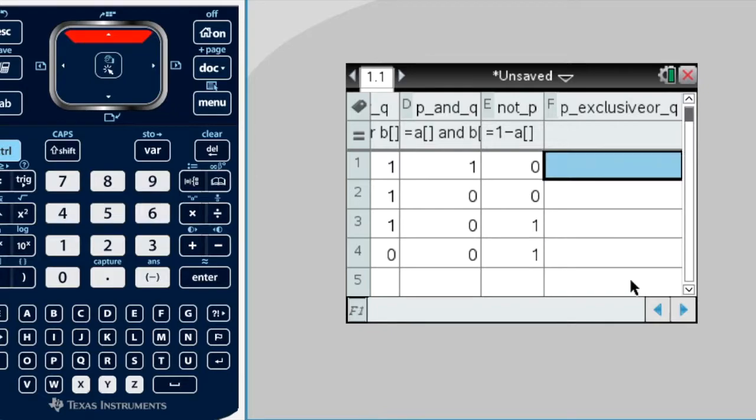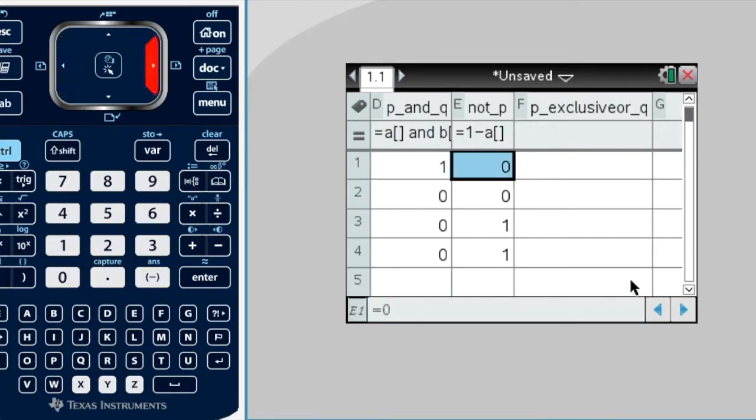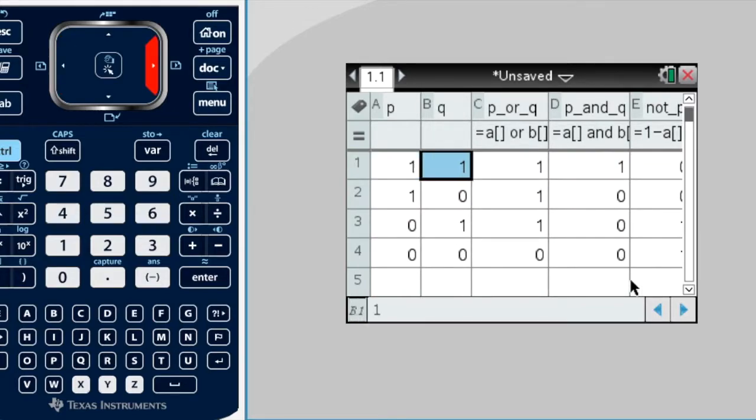And then finally, exclusive OR. I had to think about this a little bit. I realized this is when either P or Q are 1, but not both of them can be 1. So I had to think about it, and I realized that's only these two. Obviously, I only want these two to be 1s, and I want the others to be 0s.